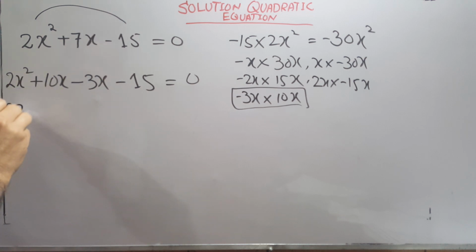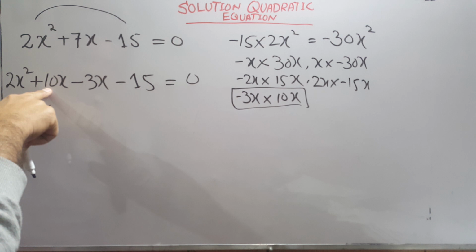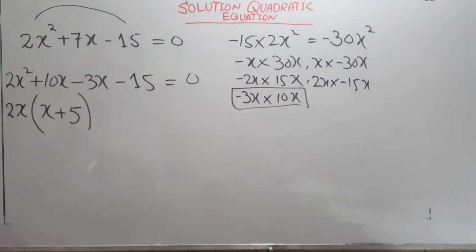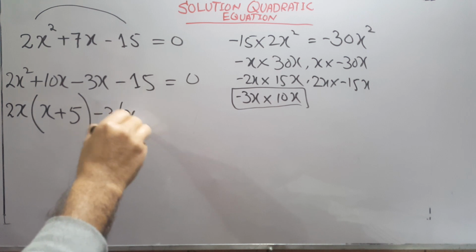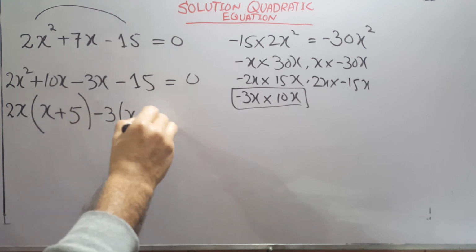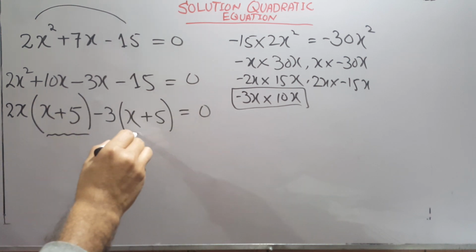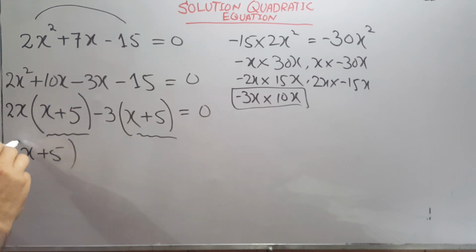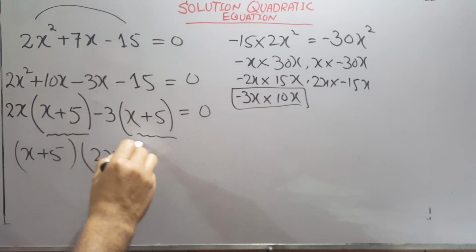Now as you see, here we have a common 2 and we have x. If we take 2x from here, x is left, and if we take 2x from this one, 5 is left. Now if we take minus 3 from here, we are left with x, and minus 3 from here, we are left with 5. Right, now we can see that x plus 5 is common in this term and in this term. So we can take that as a common, and we are left with 2x in this term and minus 3 in this term.